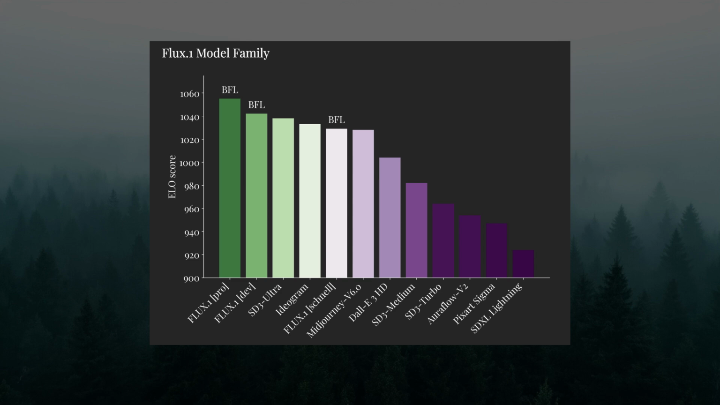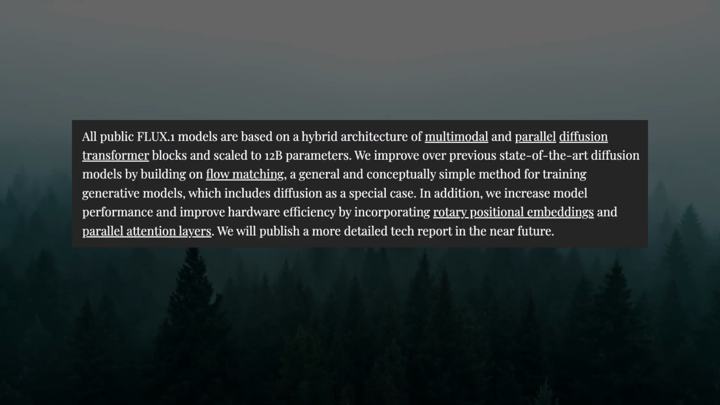Black Forest has not yet released a detailed technical report, only mentioning that the model uses a hybrid architecture combining multimodal and parallel diffusion transformer blocks, with a parameter scale of 12 billion, and incorporates key technologies such as flow matching, rotary positional embeddings, and parallel attention layers. We won't delve into the technical details here.